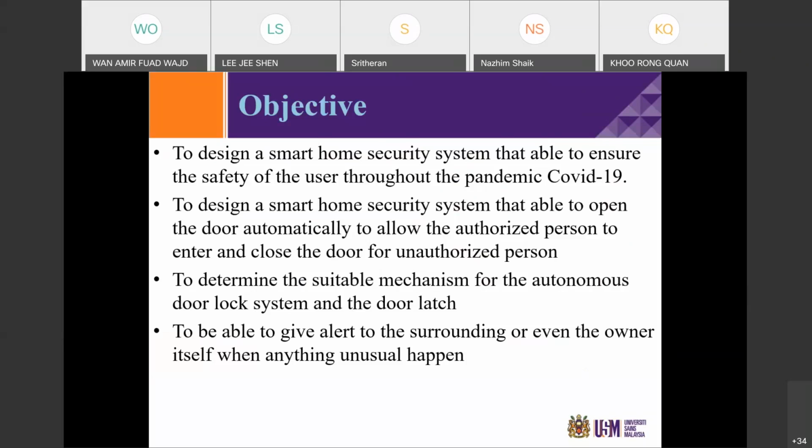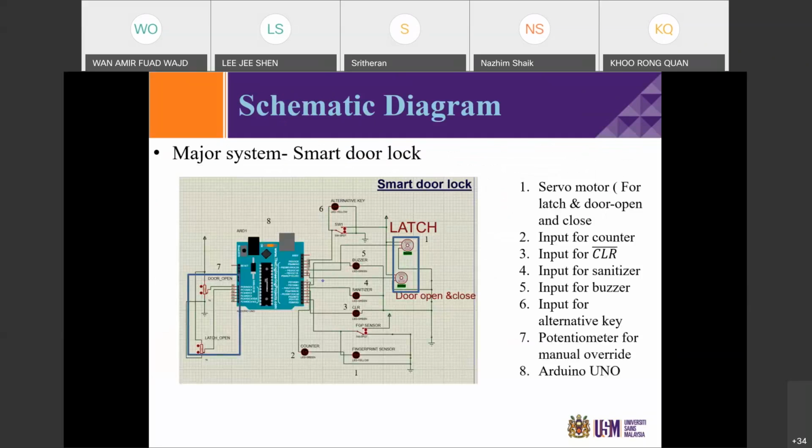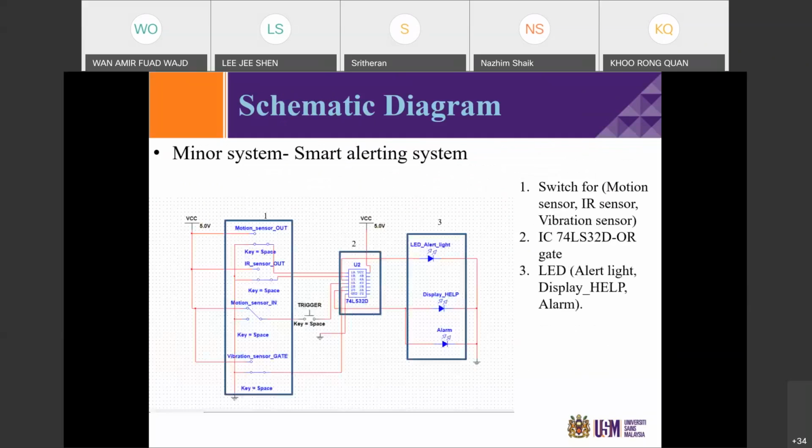So this is the schematic of our smart door lock. As you can see, we have a sanitizer, fingerprint sensor, counter, and of course Arduino to control all the other elements. So our door lock will look something like this with a fingerprint sensor and latches. Next, this is our smart alerting system, or we can say this is an alarm.